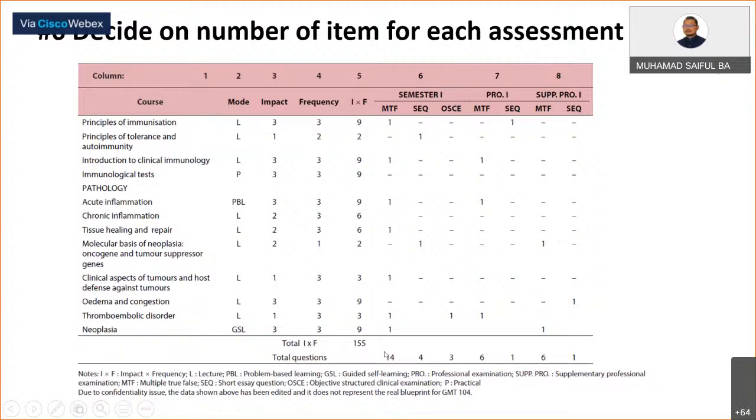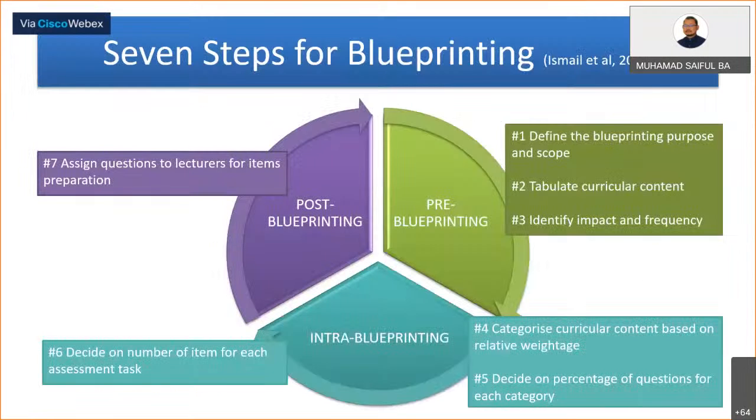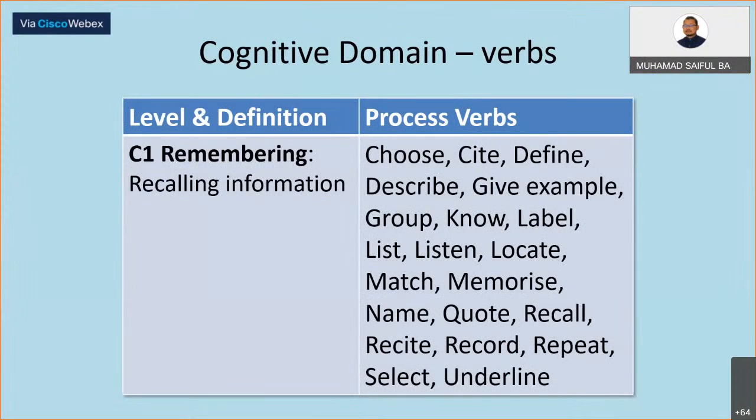Definitely we assign to the lecturers who are in charge, and then the items are developed and we discuss. And this one is the cognitive domain verbs, because remember just now one of you mentioned how we can use certain verbs in our LO that help us identify what level the learning outcome is in terms of cognitive. This is something that I can share with you. C1 remembering, these are the common verb terms: choose, cite, define, describe, give example, and so on.